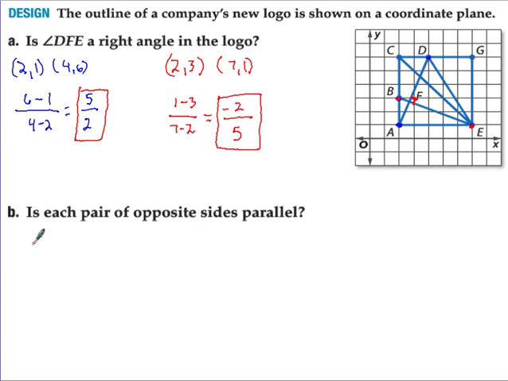So CG, and we'll just do this with one set of ordered pairs. We'll do CG, and we can find that is (2, 6), and then point G is at (7, 6).